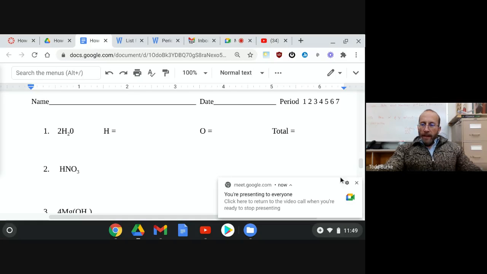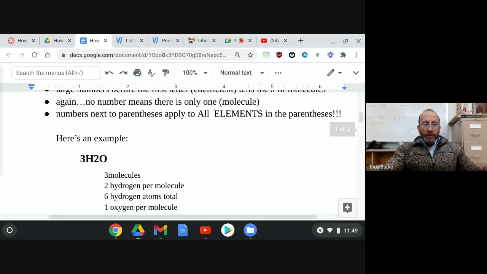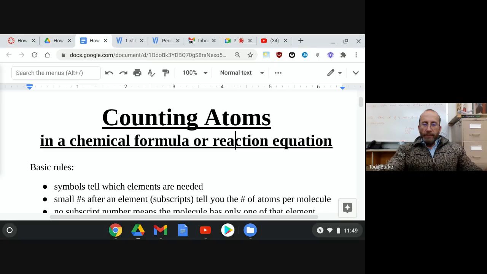Intended to give you the directions for this assignment called Counting Atoms. This is an explanation for how to fill out this worksheet. Now, the written directions are pretty good, so you should read them separately. And since you can read those, I'm not going to explain that to you.